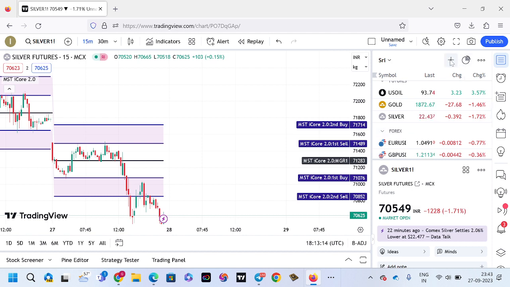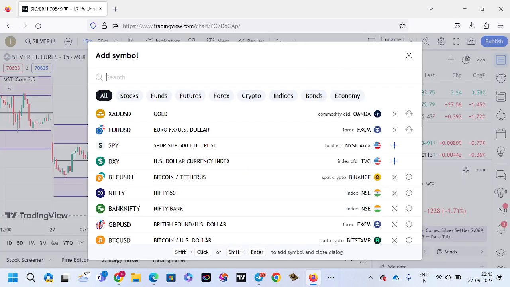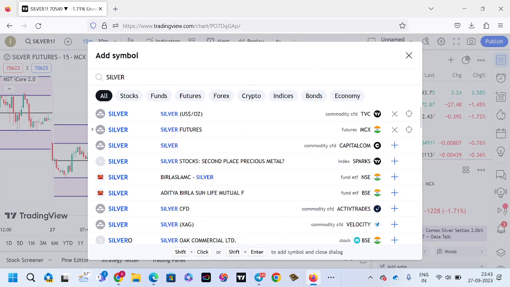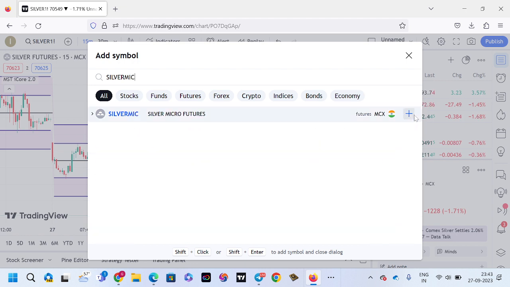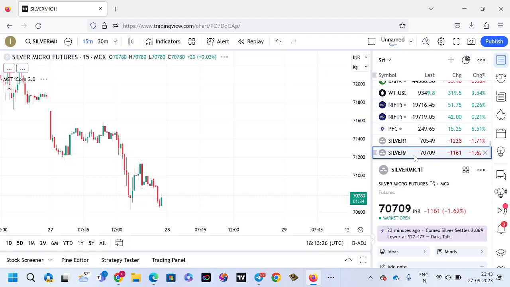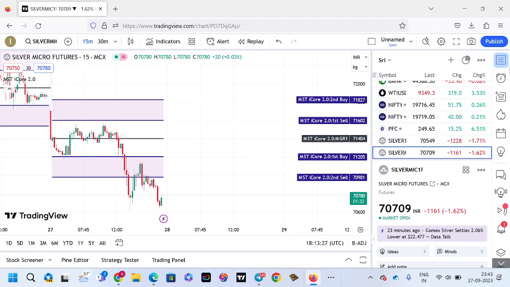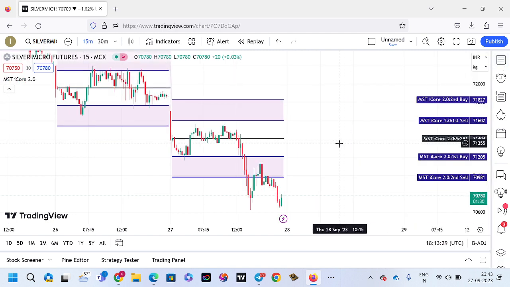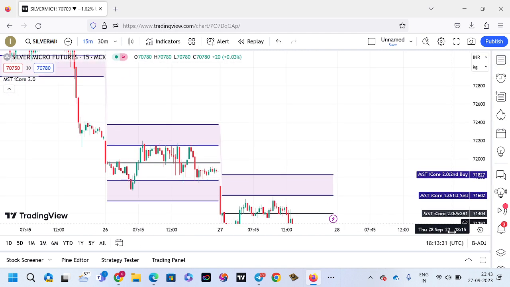So now I'm going here. Once again, I'm typing silver mic. Click here, and automatically that will be added to your watch list. Now you click on the symbol. Now you will be able to see our indicator here. So now you see the perfection of our indicator.